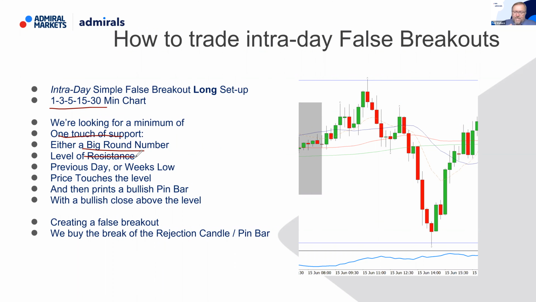All right, the previous day's or the previous week's low. That's what we'll be looking for. We're looking for price to touch that level and then print a bullish pin bar, with a bullish close above that particular level, which creates a false breakout. And we buy the breakout of the rejection candle of the pin bar.